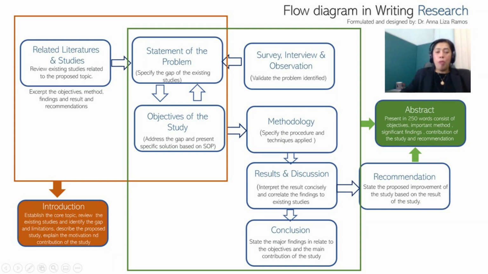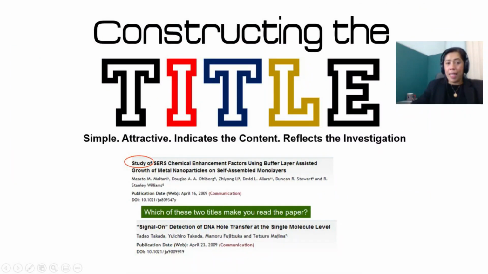Then from the result of your solution, you can now identify areas for improvement. After all of this, you may now write your abstract. That's how the flow in writing your paper goes. One of the tasks in writing the paper is to formulate your title. Make sure that it is simple, catchy, and indicates the content and reflects the investigation.